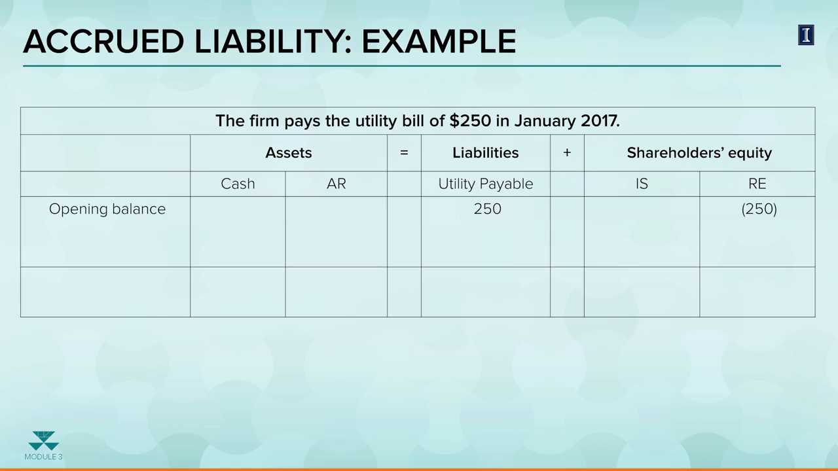We have an opening balances, which are same as the closing balance of last year. Utility payable of $250, retained earnings $250 expense. The firm pays this $250, therefore cash goes down by $250, and at the same time we get rid of utility payable because it's paid. And at the end of year 2017, here are the closing balances. Cash minus $250 and retained earnings minus $250.